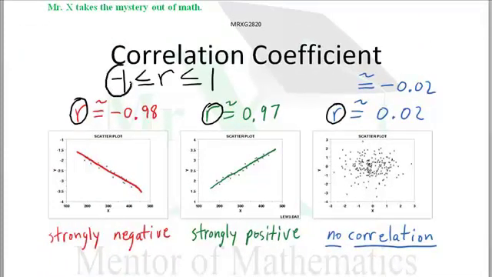It'll have a -1 if these things lined up perfectly straight, there was no variation. If all these points were in a perfectly straight line with a negative slope, it'd be -1. If our data lined up perfectly on a straight line with a positive slope, we would have a value of 1. And if they're all over the place, we get something in the middle close to 0.